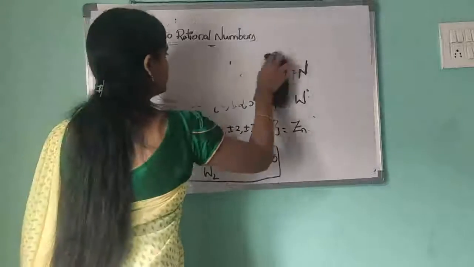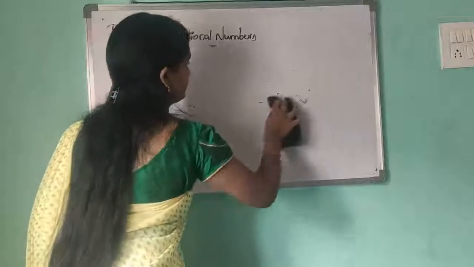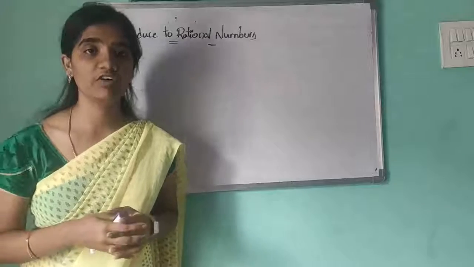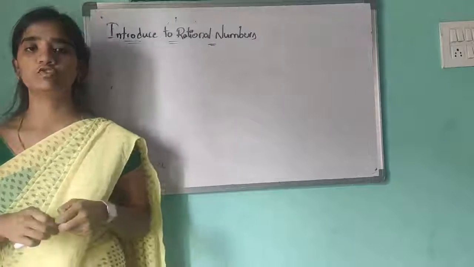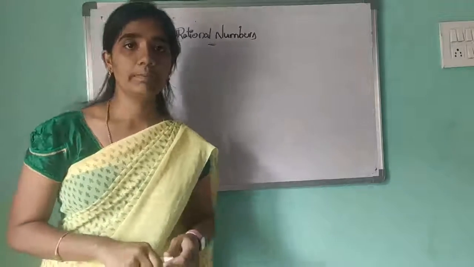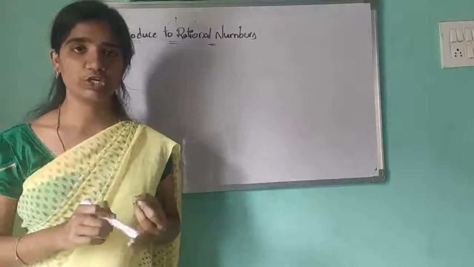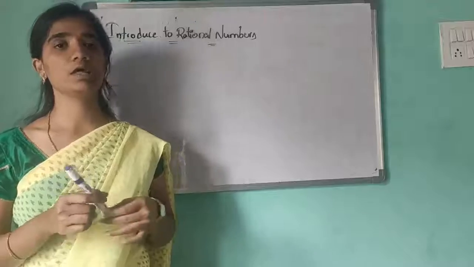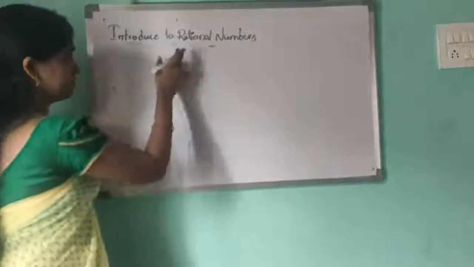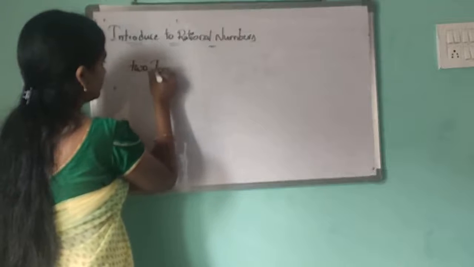So, coming to rational numbers. What are rational numbers? Rational numbers are a bigger collection of numbers which includes integers, positive fractions, and also negative fractions. Now, a rational number is made of two integers.